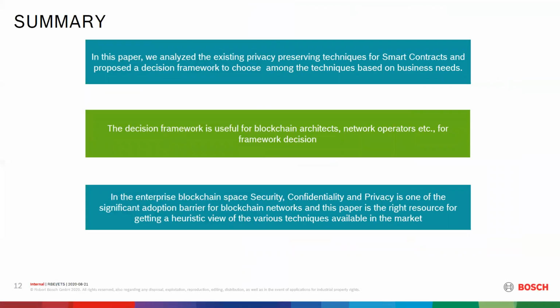In this paper, we analyzed the existing privacy-preserving techniques for smart contracts and proposed a decision framework to choose among the techniques based on business needs. The decision framework that we have proposed is useful for blockchain architects, network operators, etc. for framework decision. In the enterprise blockchain space, security, confidentiality, and privacy is one of the significant adoption barriers for blockchain networks. And this paper is the right resource for getting a heuristic view of the various techniques available in the market.